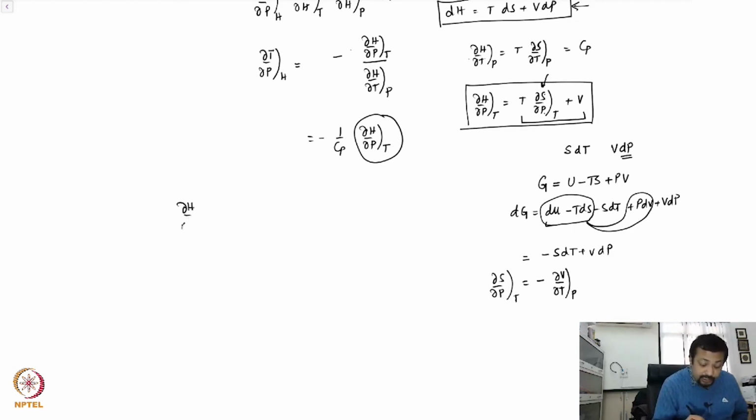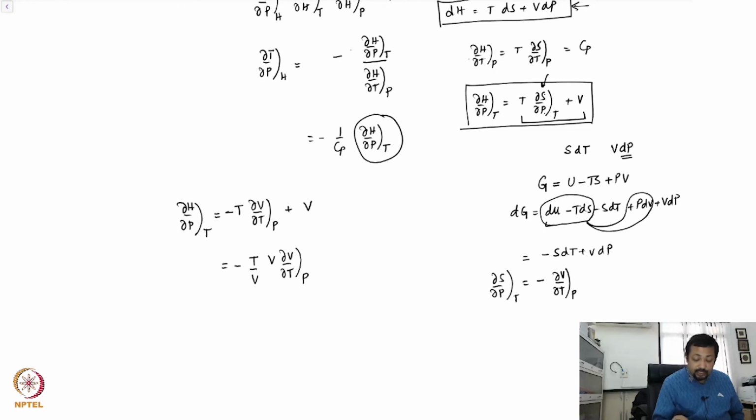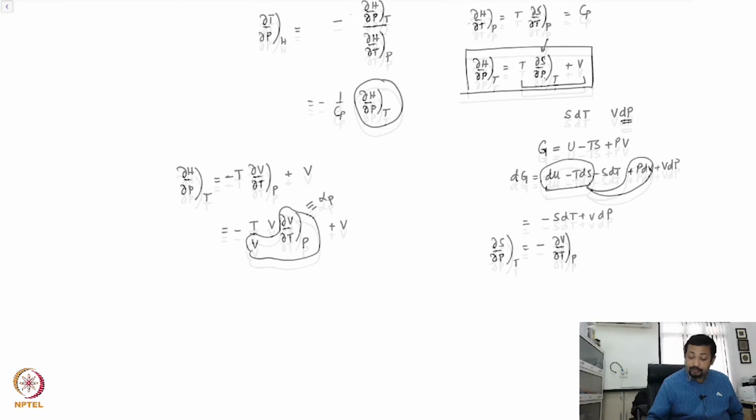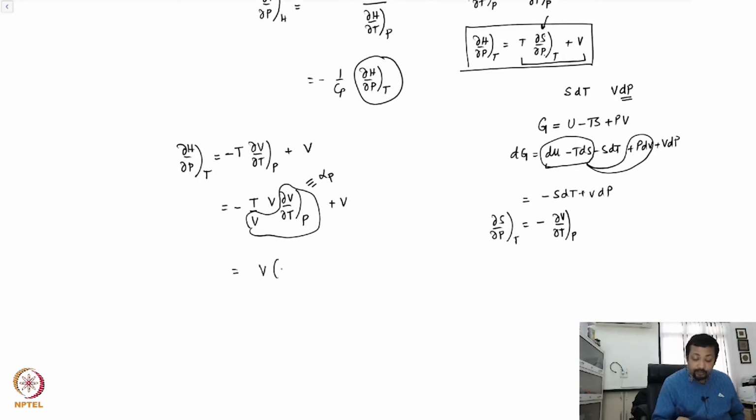So that del H del P, temperature held constant, is T del S del P, temperature held constant. I have minus T del V del T, pressure constant, plus V, and this I write down as minus T by V times V del V del T, pressure constant, plus V. This quantity is equivalent to your expansion coefficient alpha P. So I have V common, 1 minus alpha P times T.